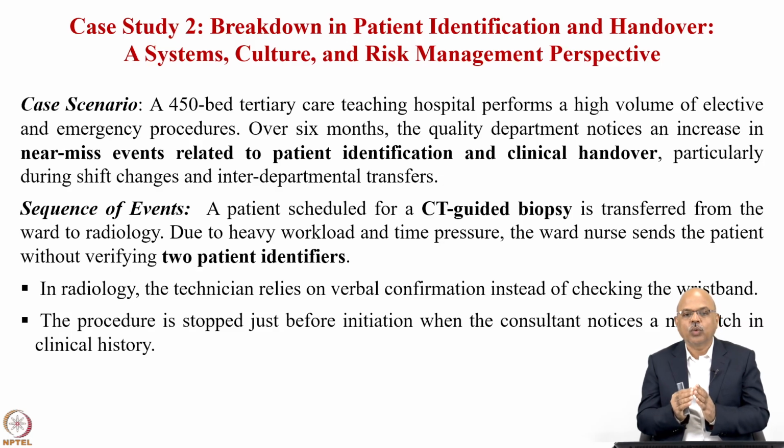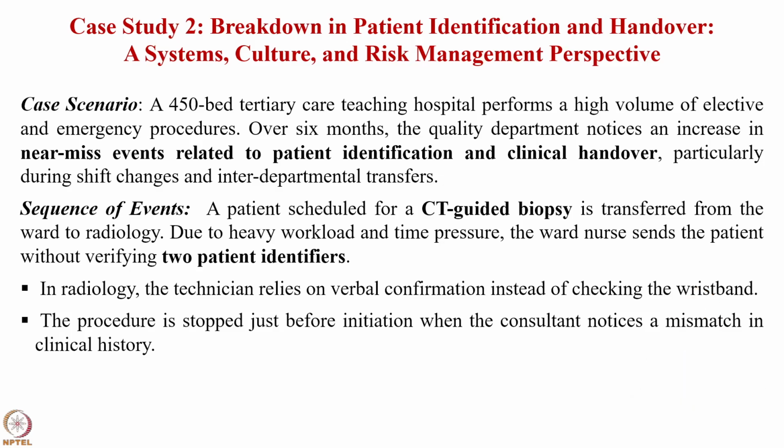But due to heavy workload and time pressure, the ward nurse sends the patient without verifying two patient identifiers. Because of the workload there was a fault, or there was no double check also, which is making a system fault. Multiple line faults were identified in this sequence. In the radiology department, the technician relies on the verbal communication given by the nurse instead of checking the wristband, which could have reduced the possibility of the near miss.